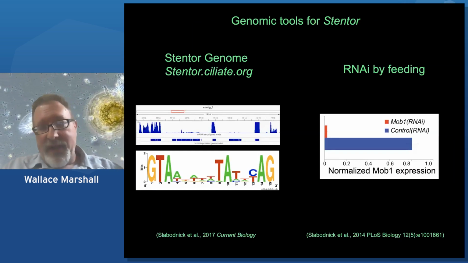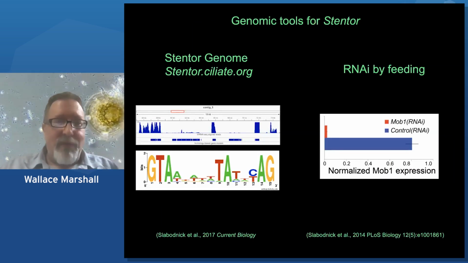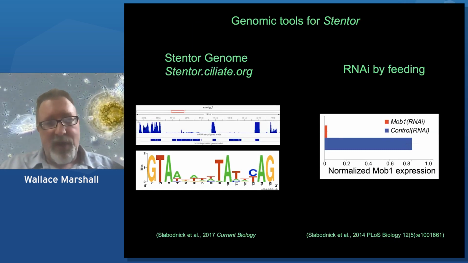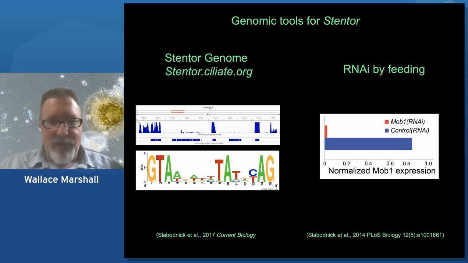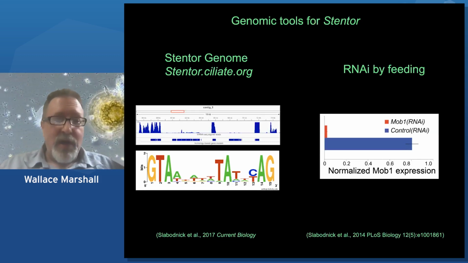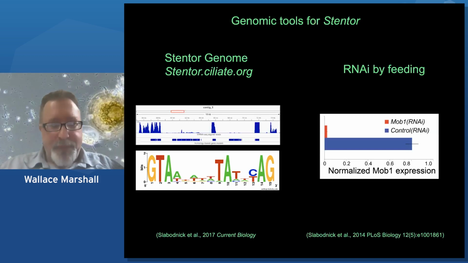In order to be able to harness this powerful and very convenient classical model system, we had to do some of the work ourselves to make it molecularly tractable. So we've sequenced and assembled the genome. It's now publicly available. And we've gotten RNAi working by feeding and injection, so we can perturb any gene of interest that we want. And so with these tools in hand, and we're currently developing additional tools, it's time to really dig in and figure out what is the mechanism by which a cell can learn.